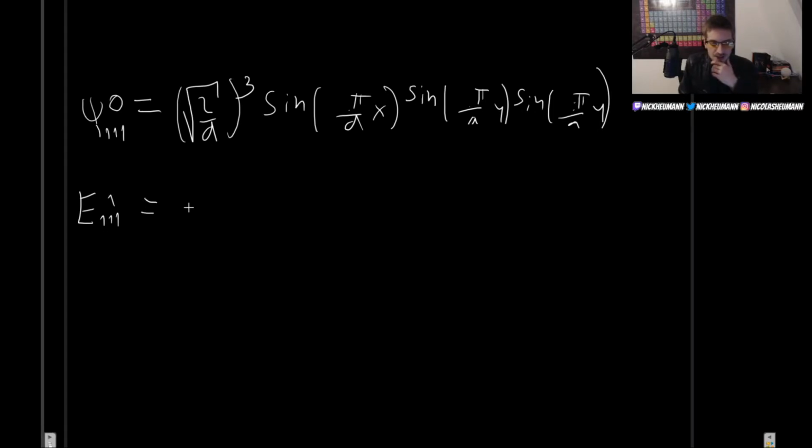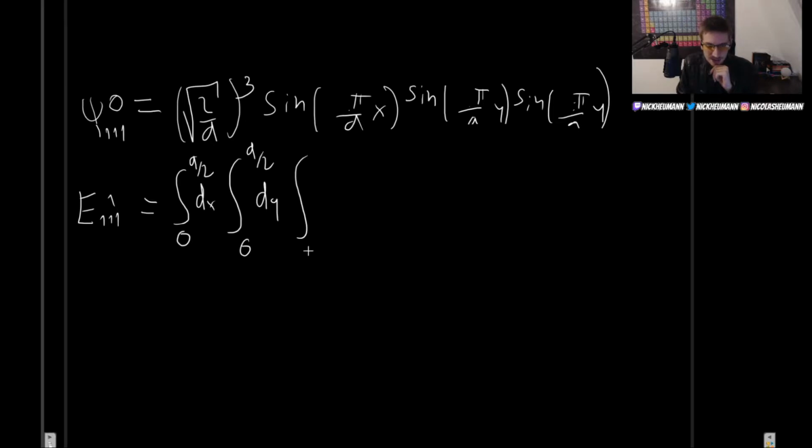Okay, so this is going to be then the integral of this thing here, complex conjugate, but since it is real, it's going to be the same thing. So it's going to be the integral of this right here squared times the perturbation, which is V0 in a certain range. So it's going to be integral from 0 to a over 2 for x, integral from 0 to a over 2 for y, and integral from 0 to a for z.